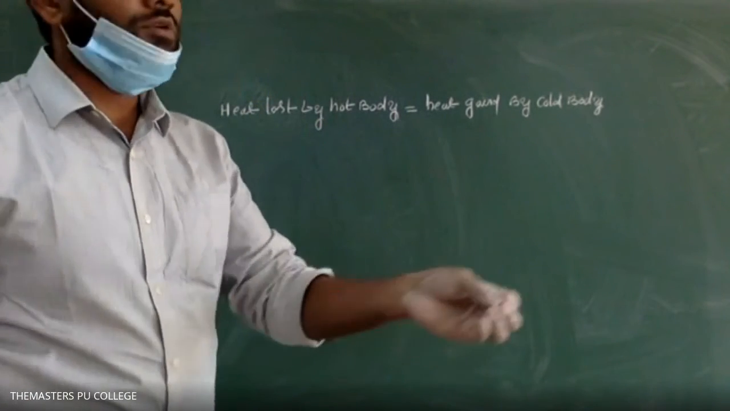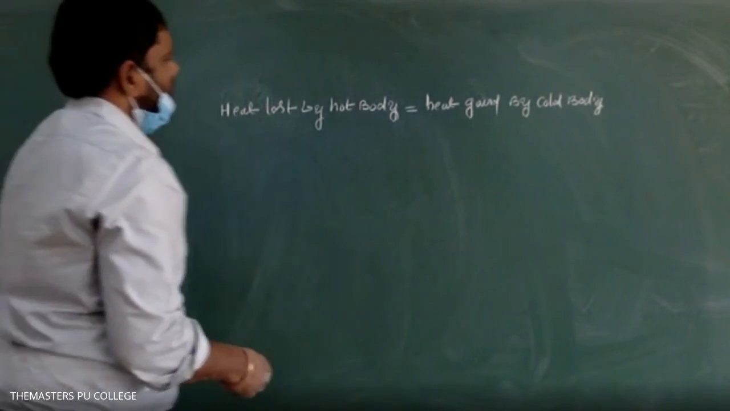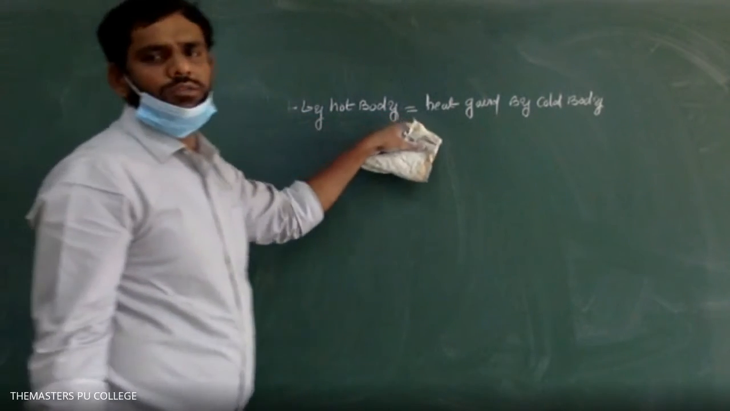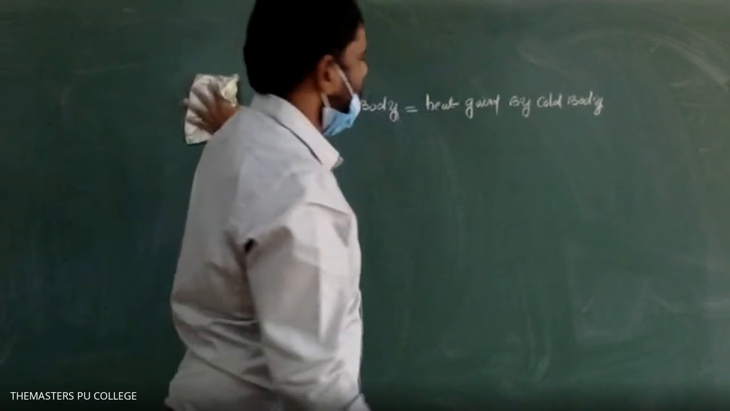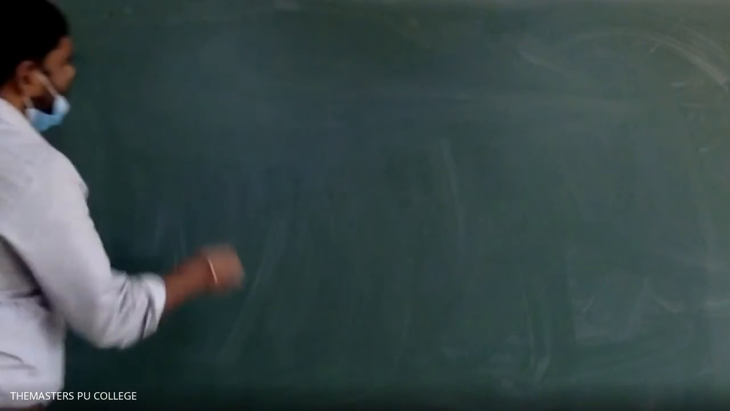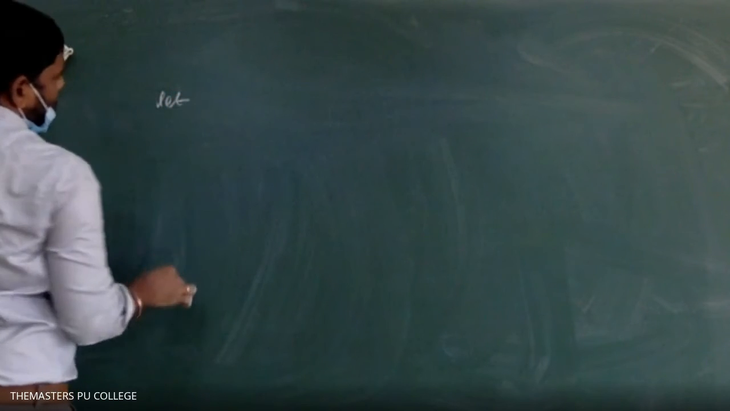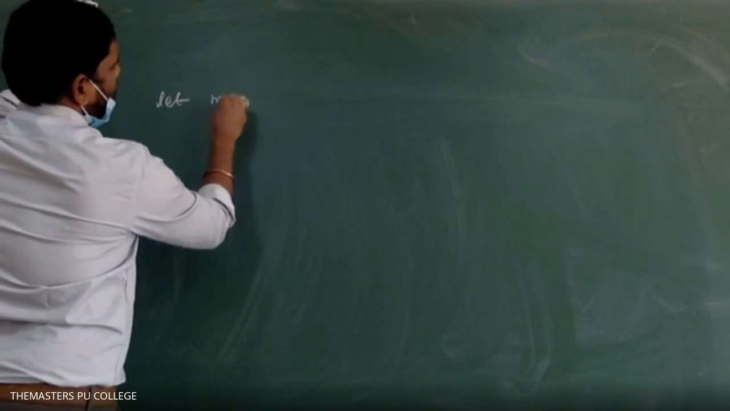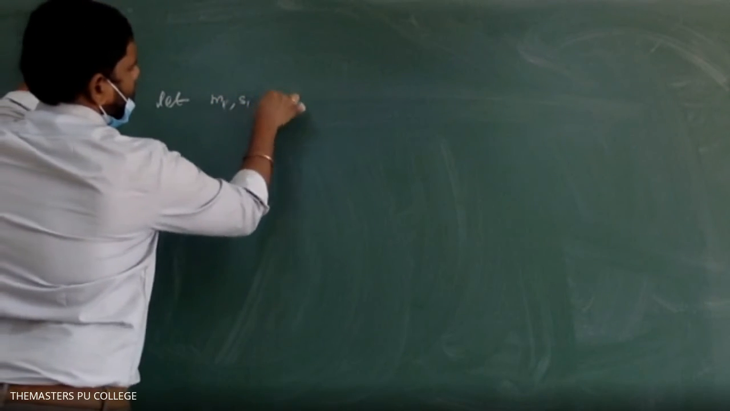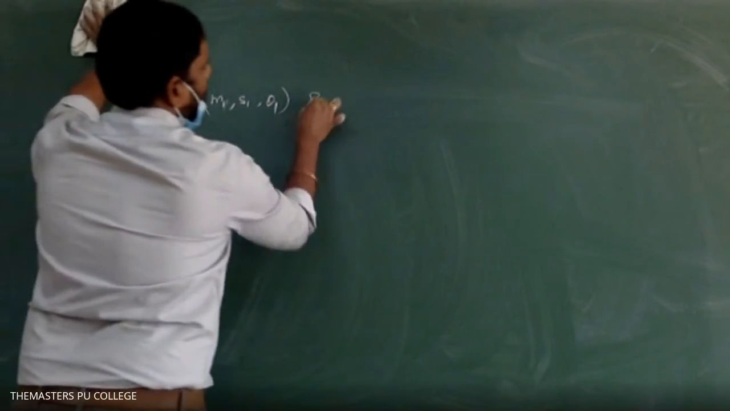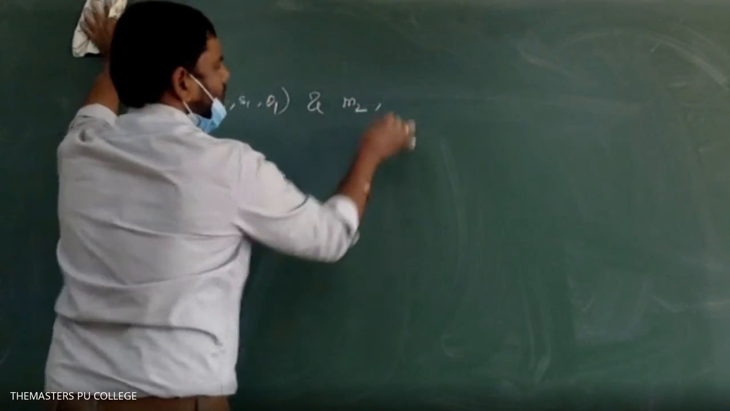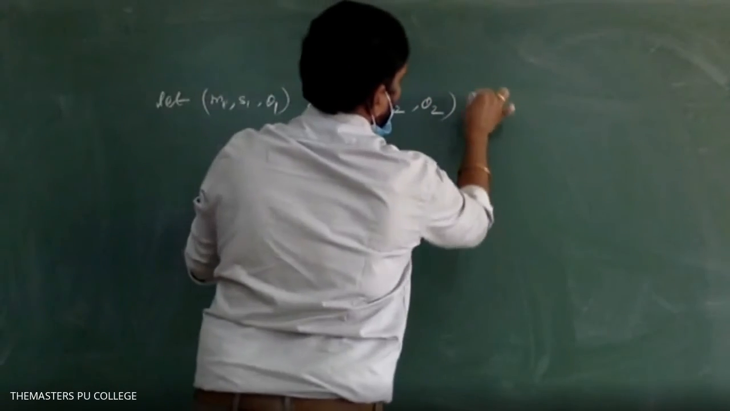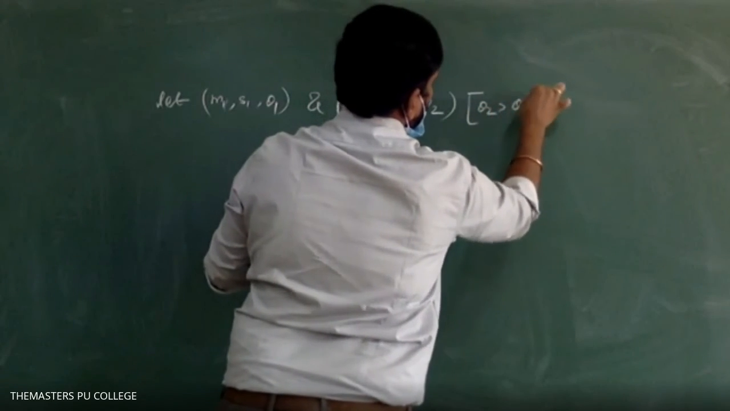Next, one more point is there. Note down this. Heat lost by hot body equals heat gained by cold body. Okay, note this down. Let two substances be M1, S1, theta 1 and M2, S2, theta 2, where theta 2 is greater than theta 1.